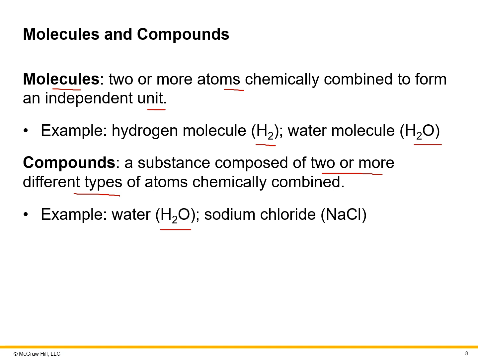So again, molecules though, they're forming that independent unit. They exist by themselves. Compounds though, we have those different type of atoms that are bound together. So sodium and chloride that make salt. Sodium and chloride ions come together.